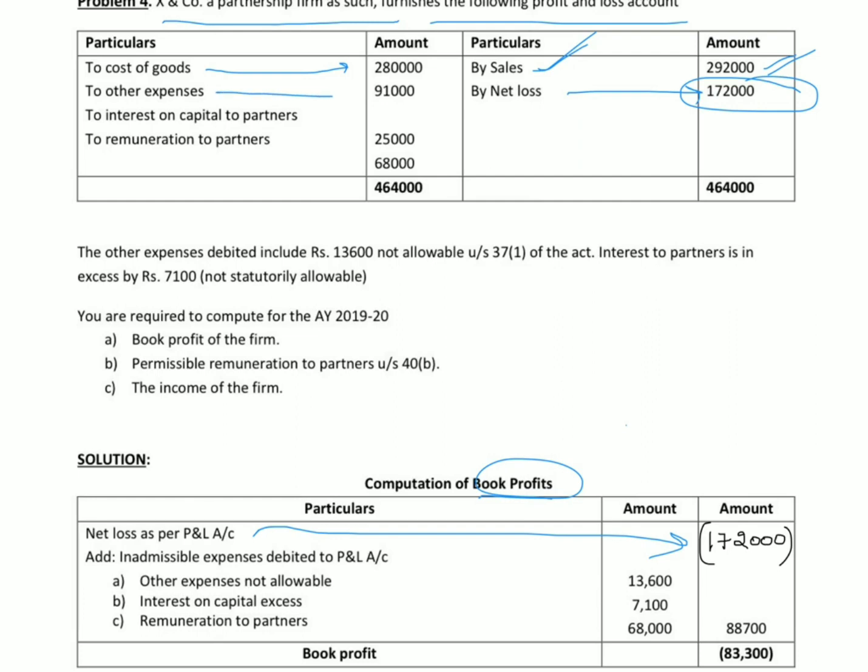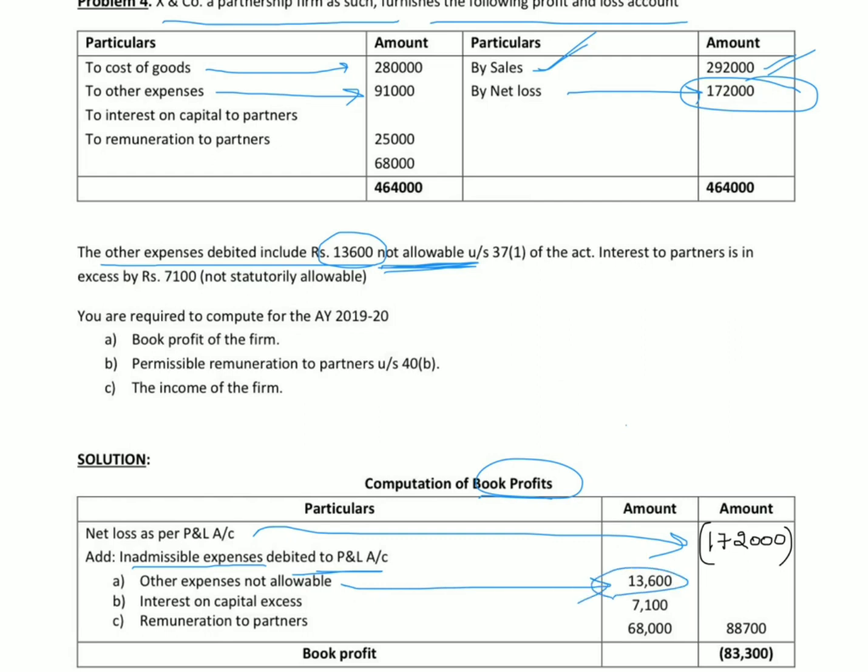Now we have other expense. Other expense is an allowable expense to the firm, but we have to always check the adjustment. Now we have other expenses debited that include 13,600 not allowable. So to the extent of 13,600 will be treated as inadmissible value. So we have to add back to the net profit, stating it as inadmissible expense that is debited to the profit and loss account. So other expense not allowable is 13,600.